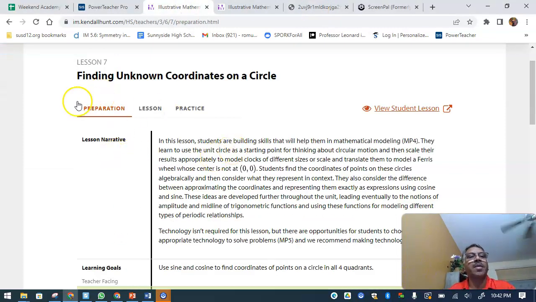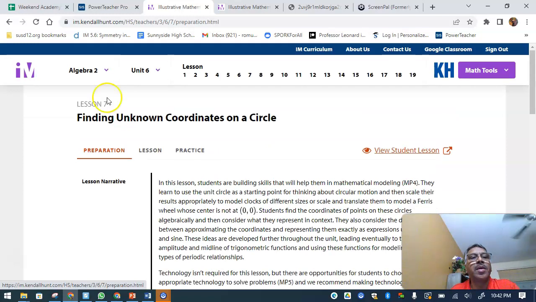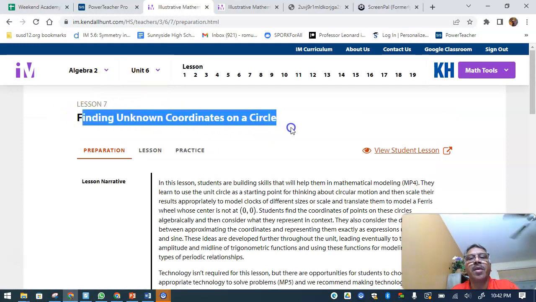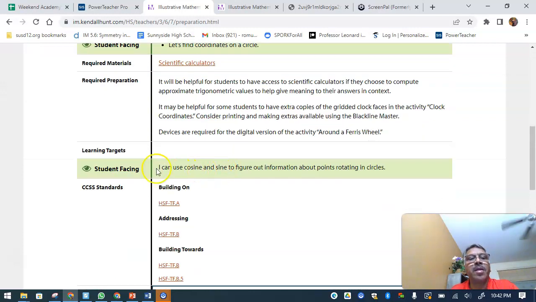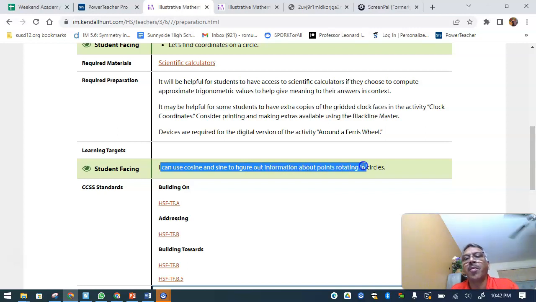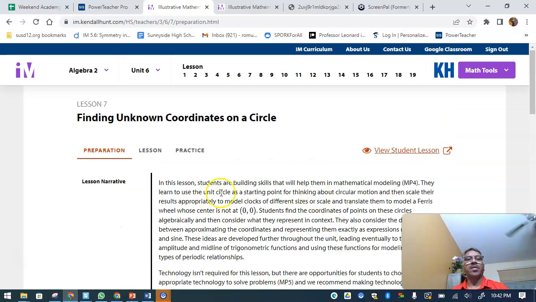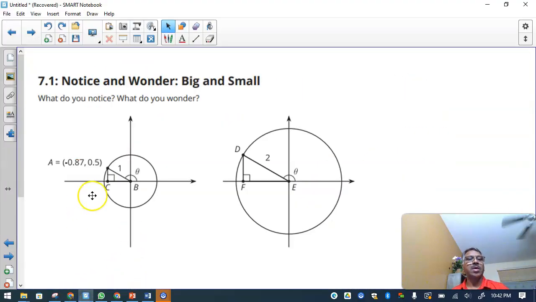Okay, this is lesson number 7, unit 6, and it's about finding unknown coordinates on a circle. So the main goal here is I can use cosine and sine to figure out information about points rotating in a circle. So let's go directly to the first one.